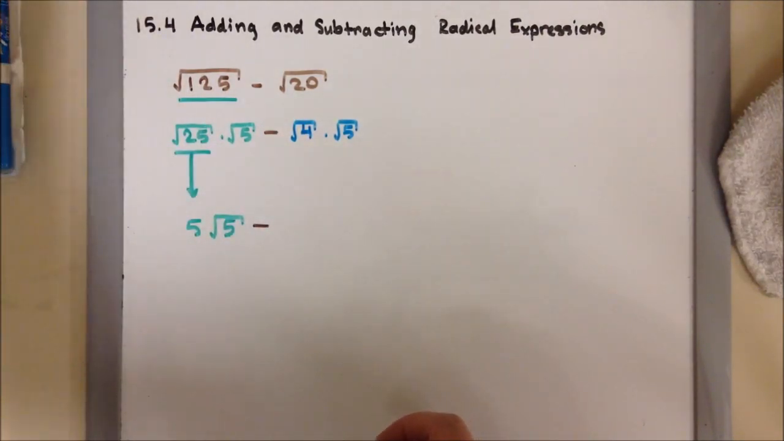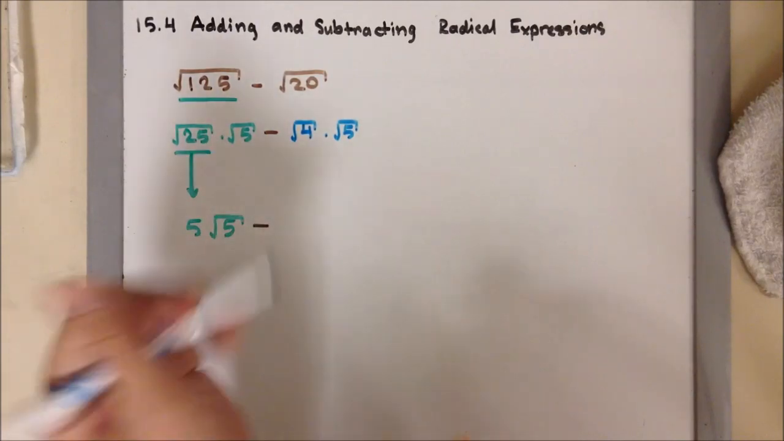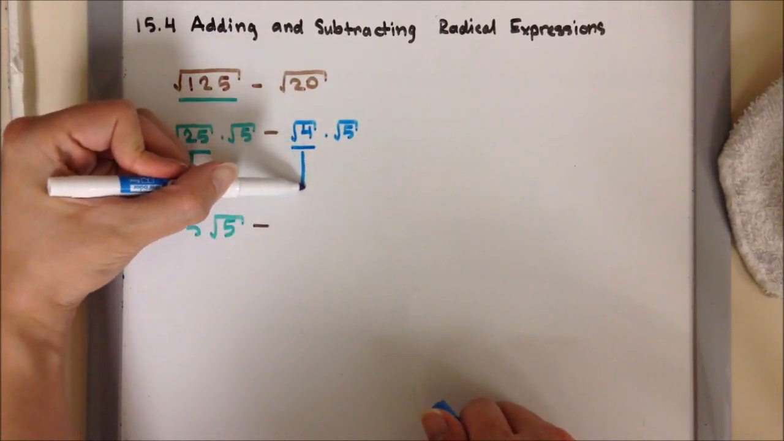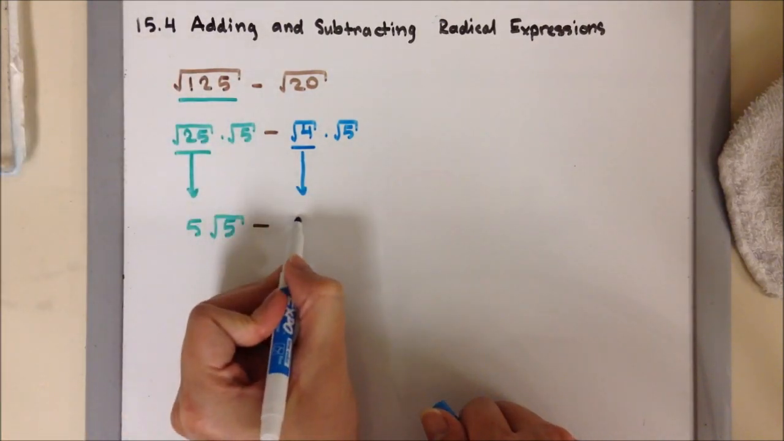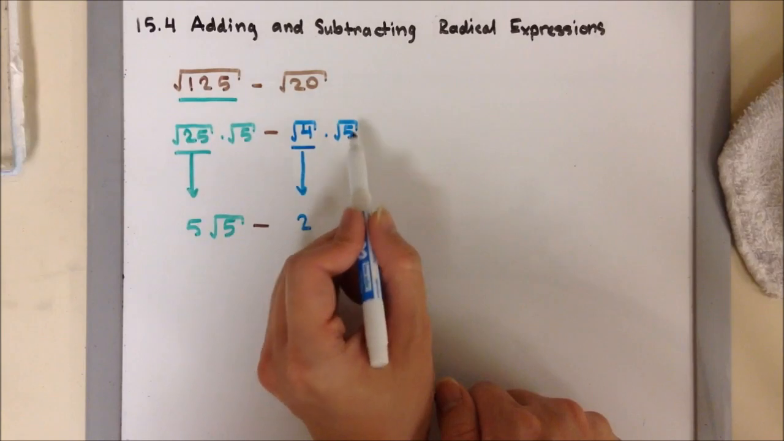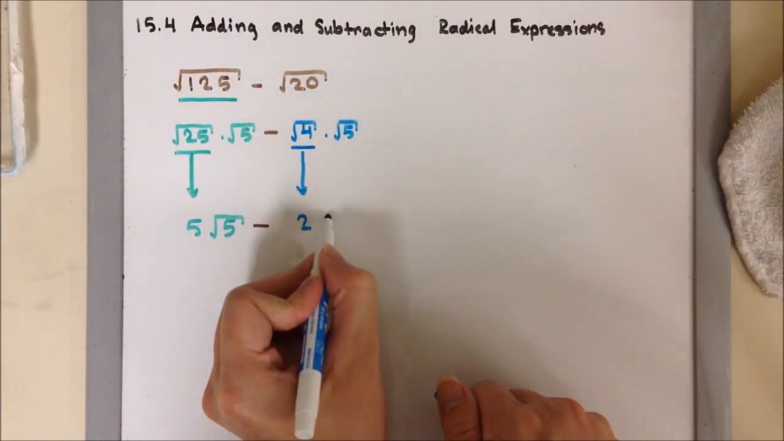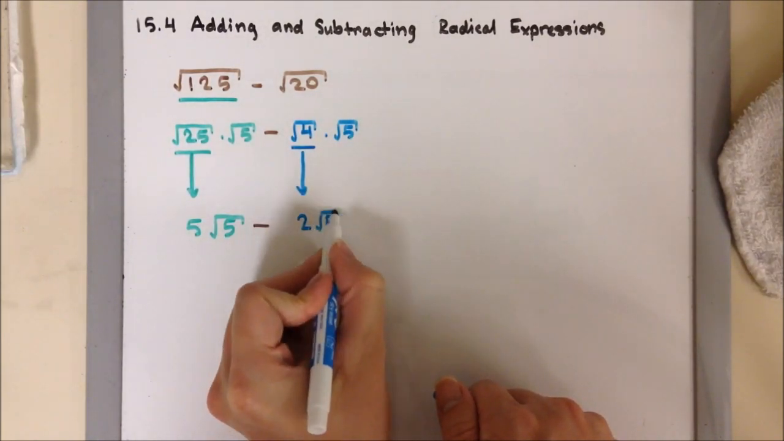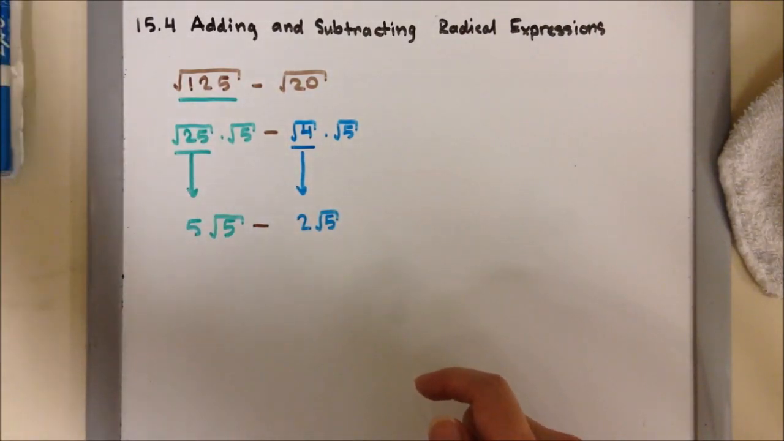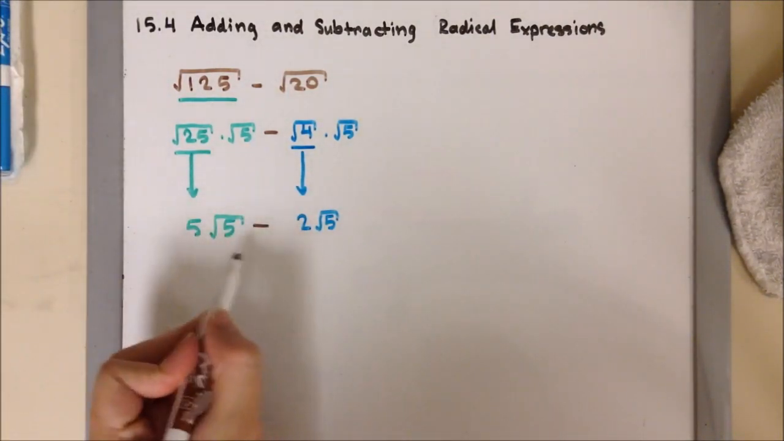Bring my minus, and then last. Now the only one here I can do the square root of is the 4. So the square root of 4 is 2. I cannot simplify nor do the square root of 5, so I'll bring it down, and I'm going to have 2 square root of 5.